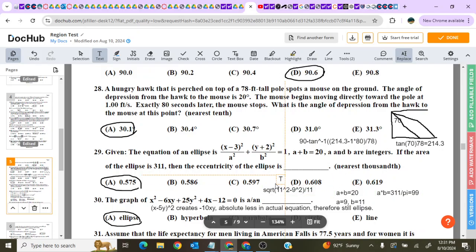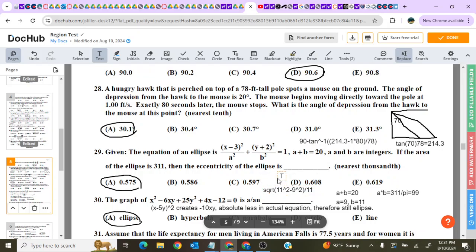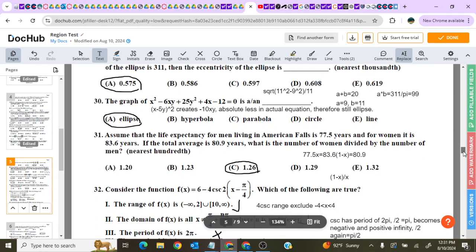Because what you do now is you take the larger radius squared minus the smaller radius squared, use the Pythagorean theorem, and take the square root. And then you divide it by the larger radius, and that's the definition of eccentricity of an ellipse. So do that, and you get a value of 0.575.